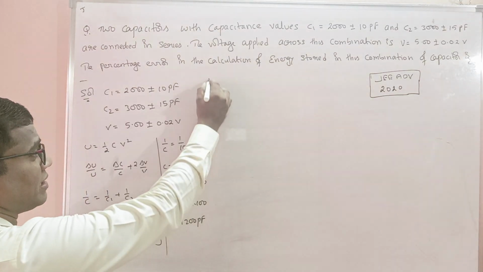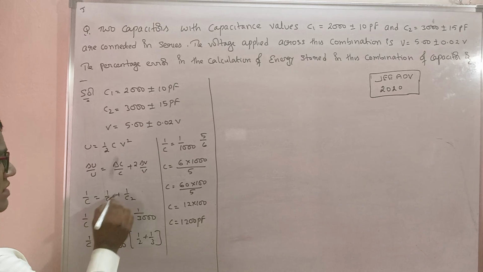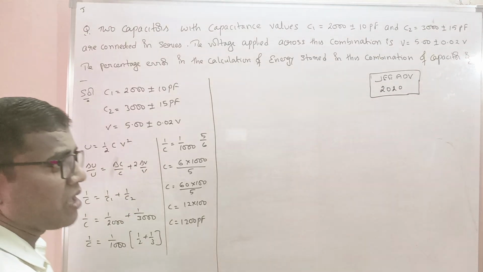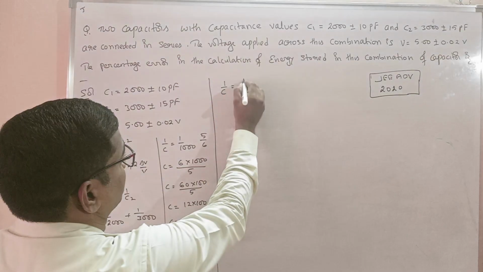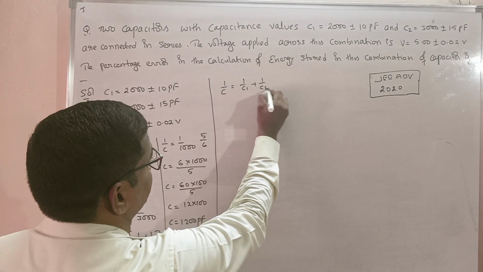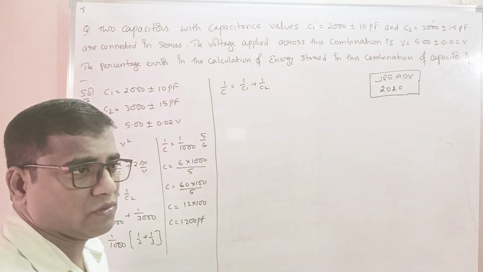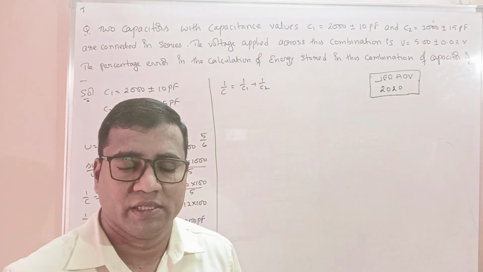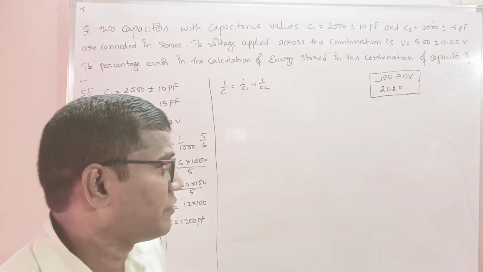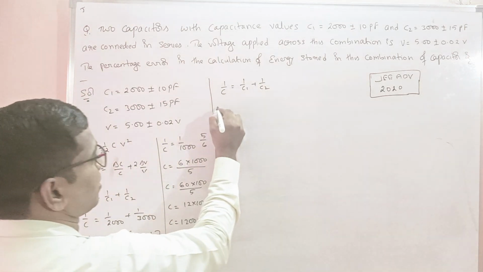Now we have to calculate the delta C value. How to calculate delta C? See, in series, 1/C = 1/C1 + 1/C2. Now we'll find the differentiation.